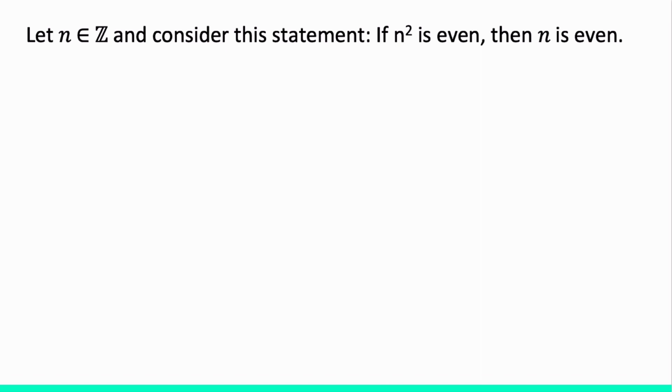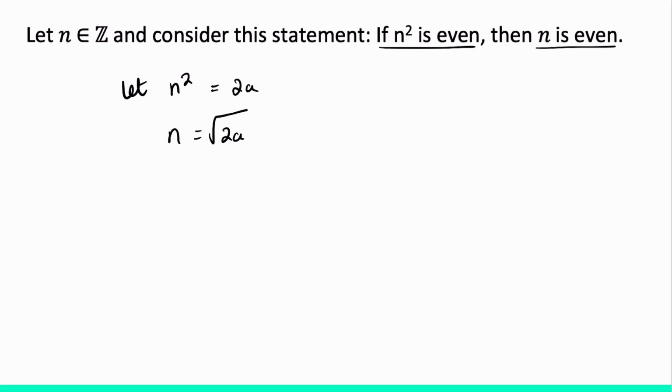So if you take this example, if n squared is even, then n is even. Let's try to apply our direct proof technique to this. Usually what we would have said is let n squared equal 2a, because that's if n squared is even. And then we would figure out what n is. So for n, we would take the square root of it, and we get the square root of 2a.